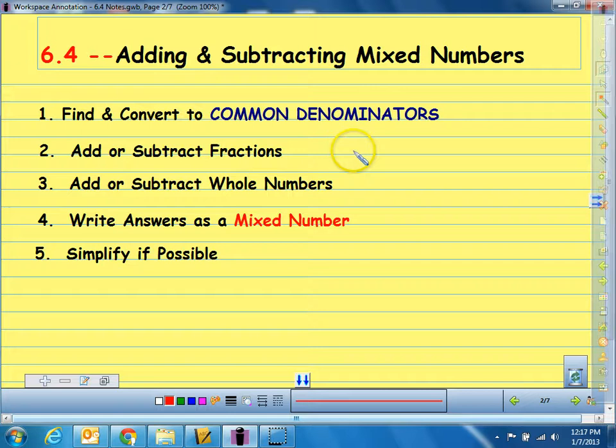And once we have common denominators, then we can move on to step 2, which is to add or subtract the fractions. Then we go ahead and add and subtract the whole numbers. And then we write our answer as a mixed number and simplify if possible. So let's go ahead and try it out.